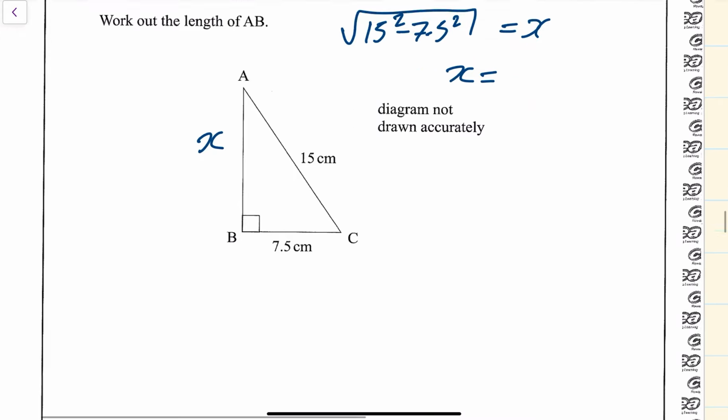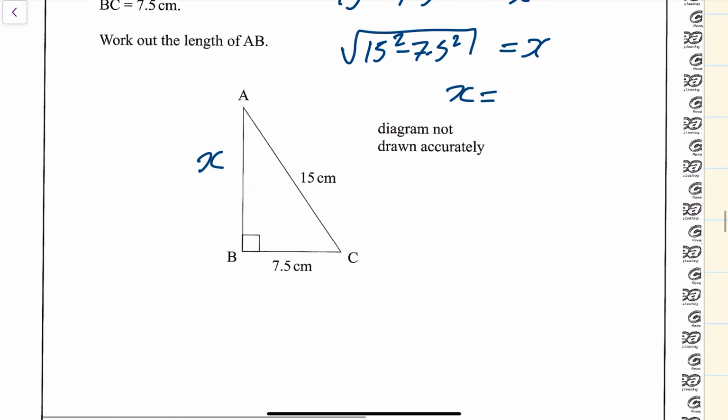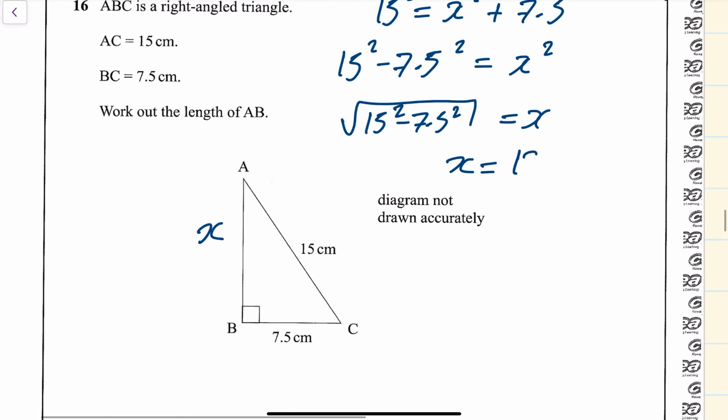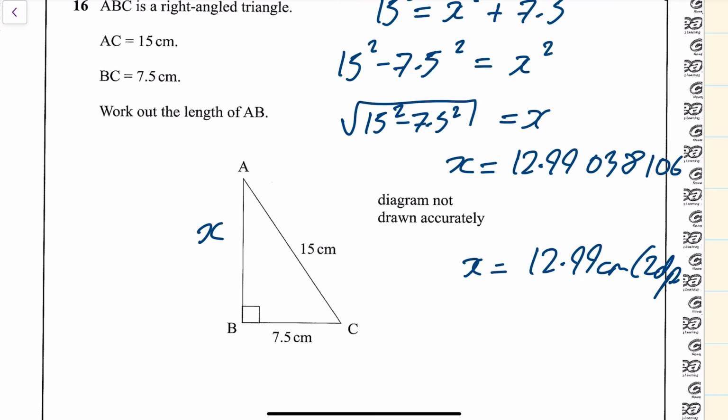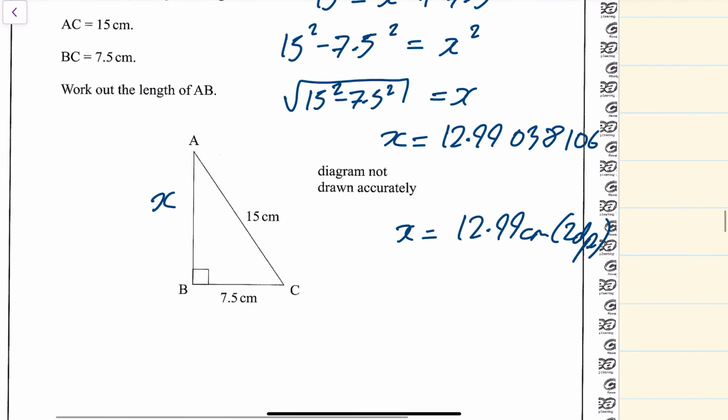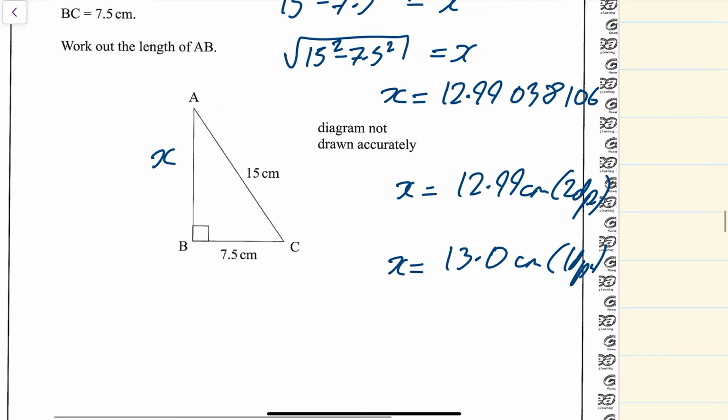oh, right. What accuracy does it say? No. Okay, 12.99038. I'm going to say then that is 12.99 centimeters to 2 decimal places. Okay, had it been 1 decimal place, and I think they would give you the answer as well if you'd gone to 1 decimal place, 13.0 centimeters to 1 dp is what it's going to be. There we go.